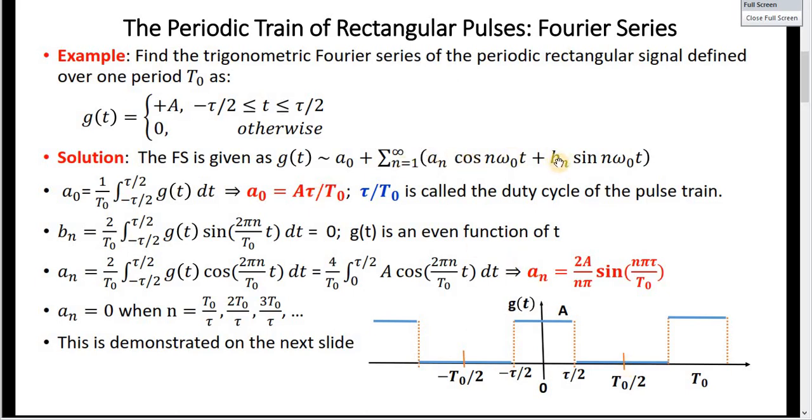Now we come to the coefficient b sub n. B sub n equal 2 over t0, the integration between minus tau over 2 to tau over 2 of g of t sine 2 pi n over t0 t dt. G of t is an even function of t. Sine 2 pi n over t0 t is an odd function of t. And so we're multiplying an even function by an odd function and integrating over a symmetrical interval between minus tau over 2 and tau over 2. So this integration is 0. Therefore, b sub n equal to 0.